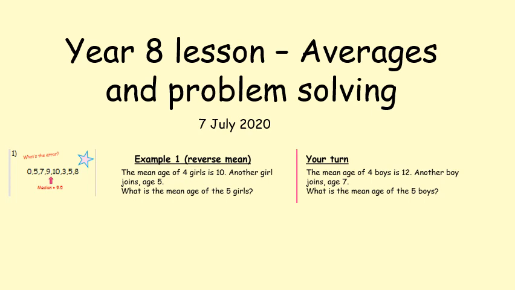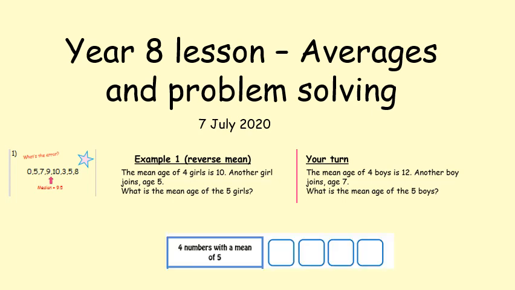We're going to be looking at questions like this, so working out the mean in reverse. We'll talk a bit more about what that looks like when you get there. We're also going to be looking at questions like this, so 4 numbers with a mean of 5, so there's going to be a bit more trial and error for you to get your teeth into. Also, we're going to have the answers to the exit ticket question coming up next, so make sure you've got that to hand, ready to mark.